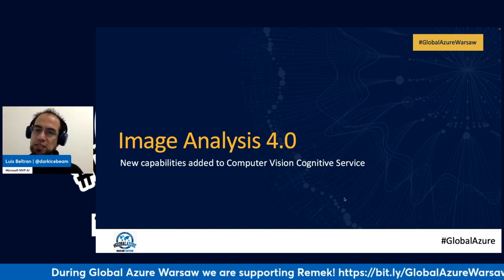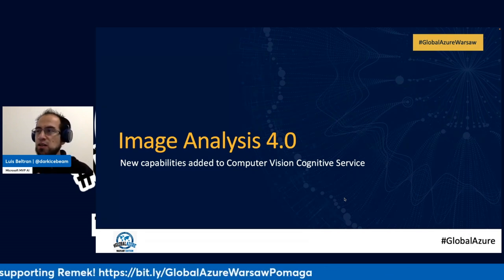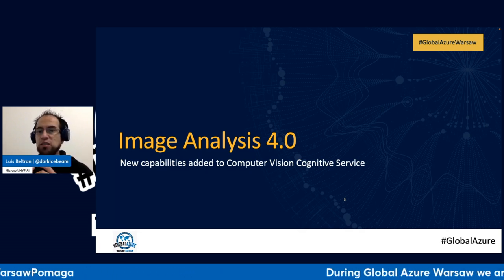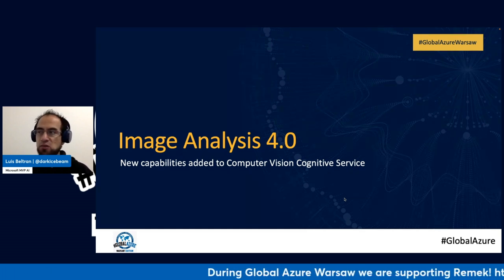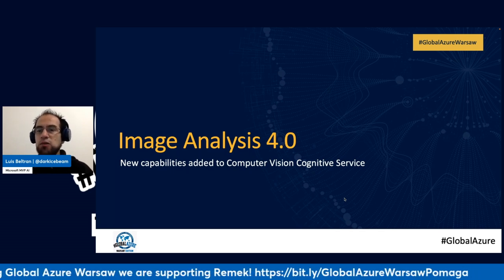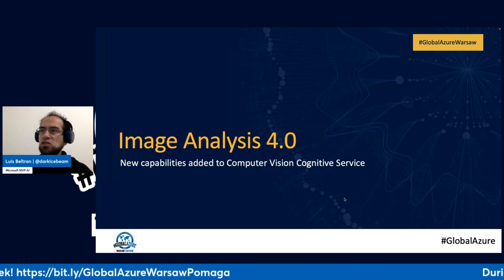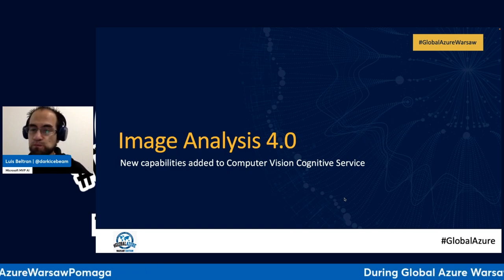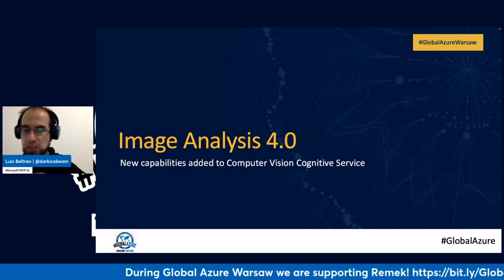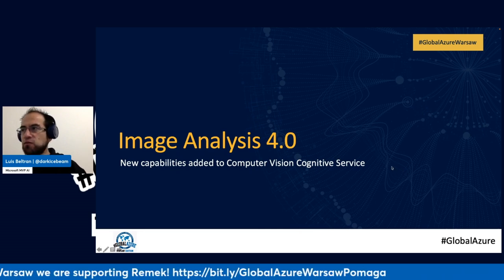Now, the image analysis 4.0 features available in Azure Computer Vision include new capabilities for understanding the image content, the context, and also extracting information from images. Most of them are available through client SDKs, for example, Python, C#, C++, or also through a tool known as Vision Studio, which I will mention in a minute. But remember that they are based on the Florence model.